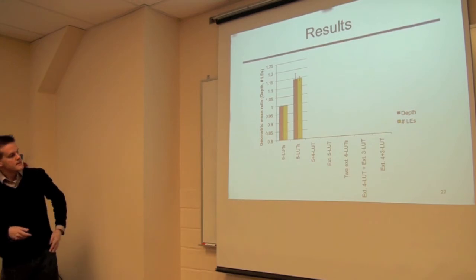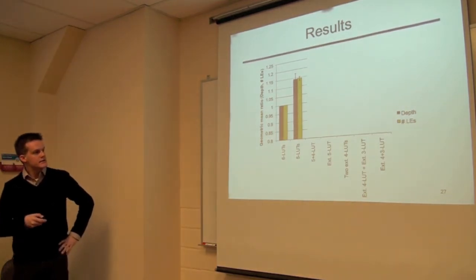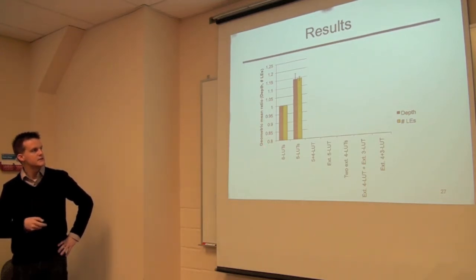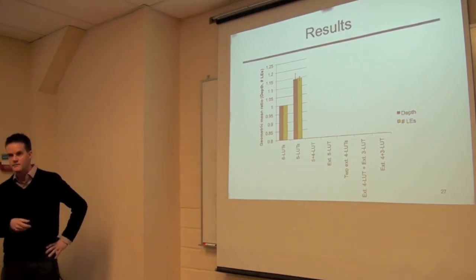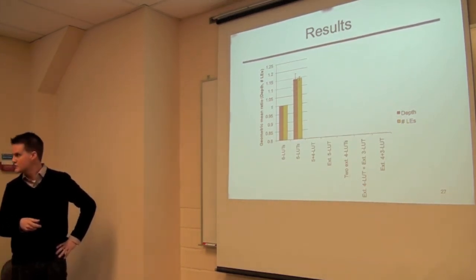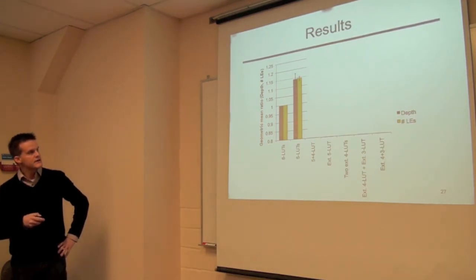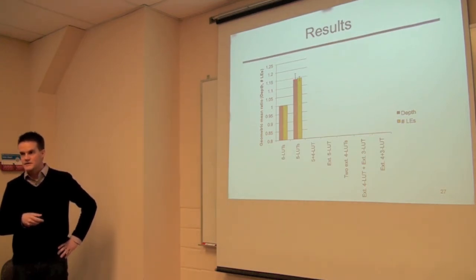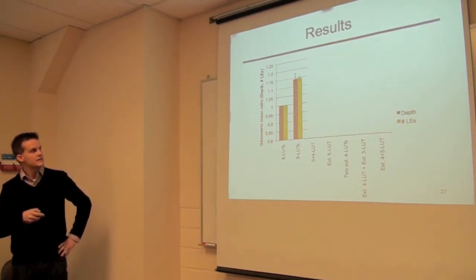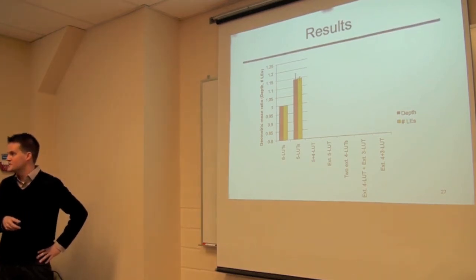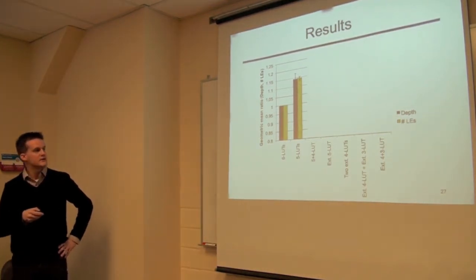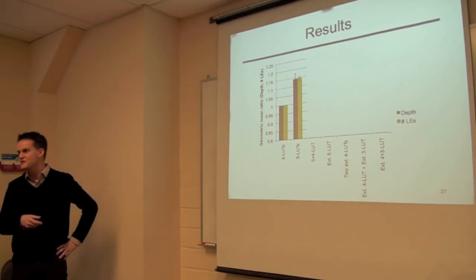Okay, results. Here you see the different architectures on the horizontal. On the vertical you see the geometric mean ratio. Maroon bars are depth, yellow bars are the number of logic elements you need to implement circuits. Everything's normalized to 6 LUTs. With 5 LUTs you need about 14% more levels of LUTs versus 6 LUTs, and again about 14% more logic elements to implement circuits. So depth-wise, that's the reason people have gone to 6 LUTs. It's well motivated.